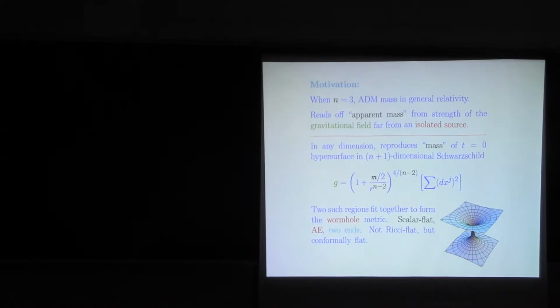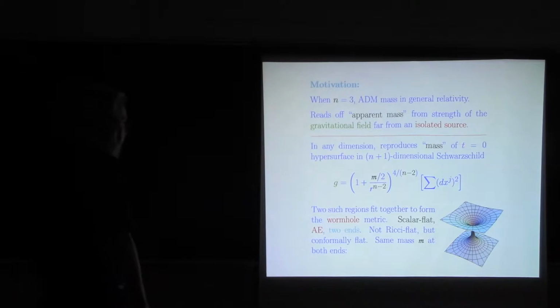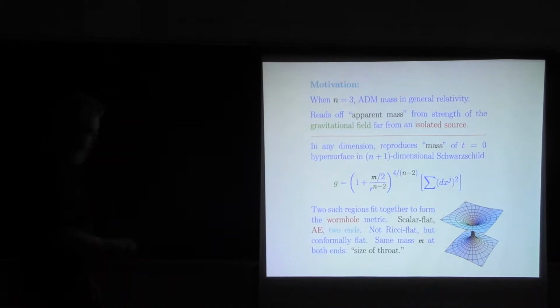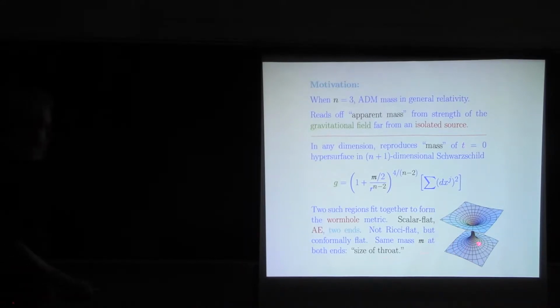The space-time that it came from was Ricci flat, but when you just restrict to the spatial hypersurface, it's only the scalar curvature that vanishes. In this particular case, the mass is the same at both ends, but that's not true in all possible examples. When you have several ends, you could have different masses at different ends. In this case, though, you could think of this mass as basically measuring the size of this Schwarzschild throat, the size of the wormhole.